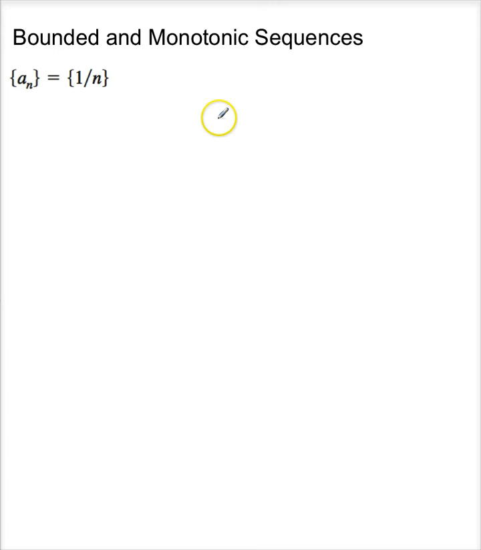So let's look at this sequence right here. a sub n is 1 over n. Well, it's bounded, clearly. It's bounded by 0 and 1. If I look at the terms, it's 1, 1/2, 1/3, 1/4, etc. So it's clearly bounded.